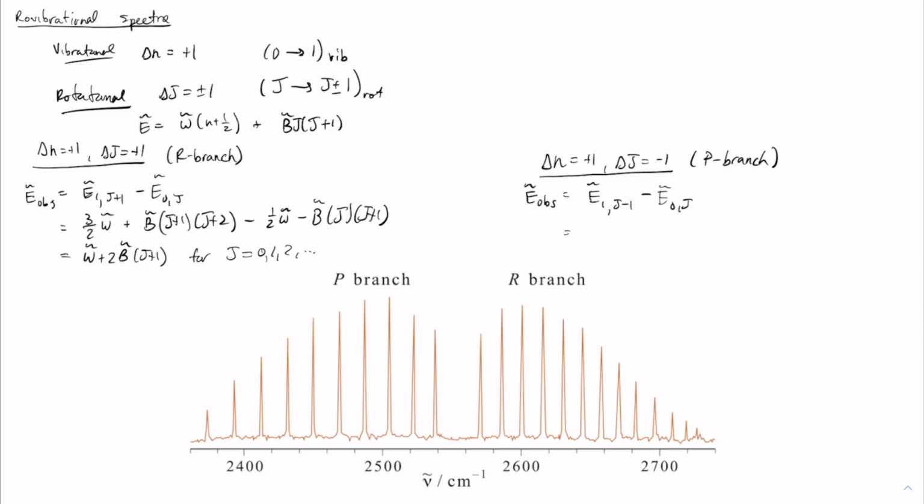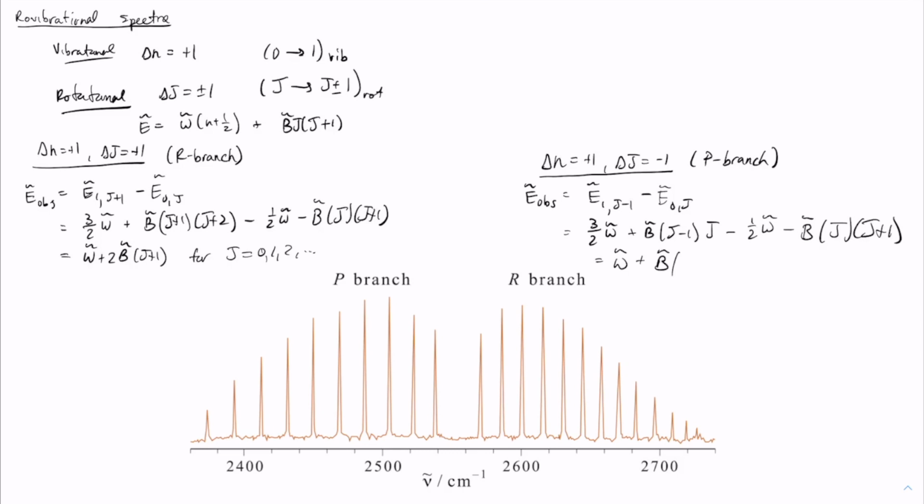And if we plug in our values that we have for the observed energy, this is 3 over 2 omega tilde plus b tilde j minus 1 times j. This is what happens when you plug in j minus 1 to the expression j plus 1 times j. Again, then you subtract from this 1/2 omega tilde, which is the ground state vibrational energy, and then also b tilde times j plus 1. So now when we go to simplify this, we again get omega tilde plus b tilde.